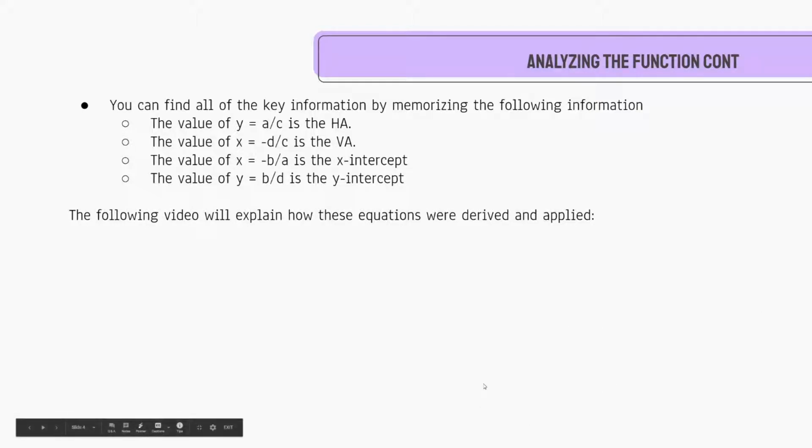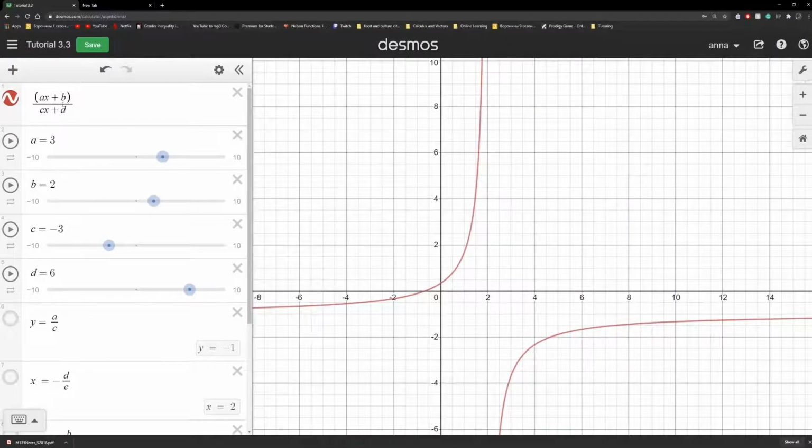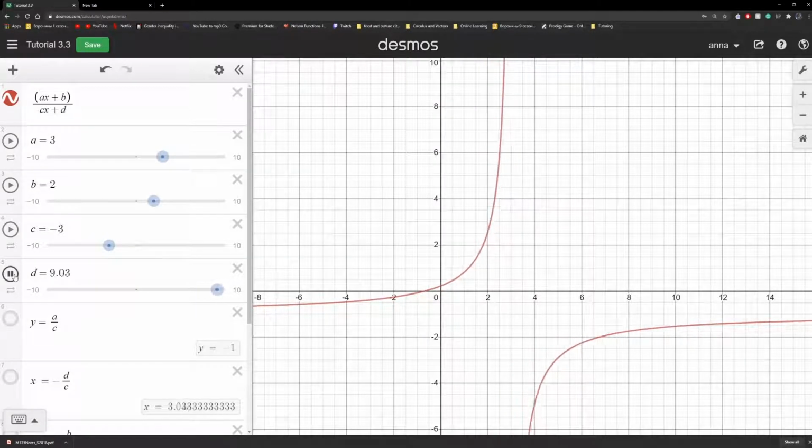Over here, we'll provide a video on how these equations are actually found, but since we're doing a video, I will just show it to you in a moment. Okay, so using Desmos, I graphed the function (ax + b) over (cx + d), where I let the constants equal any of these values. You could just click play and see how they change things.